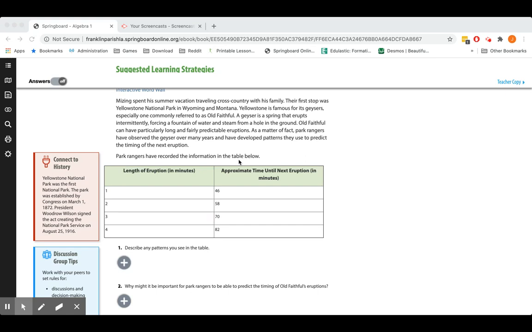A geyser is a spring that erupts intermittently, forcing a fountain of water and steam from a hole in the ground. So basically what I just said. You see, I don't read ahead sometimes. Old Faithful can have particularly long and fairly predictable eruptions. As a matter of fact, park rangers have observed the geyser over many years and have developed patterns they use to predict the timing of their next eruptions.